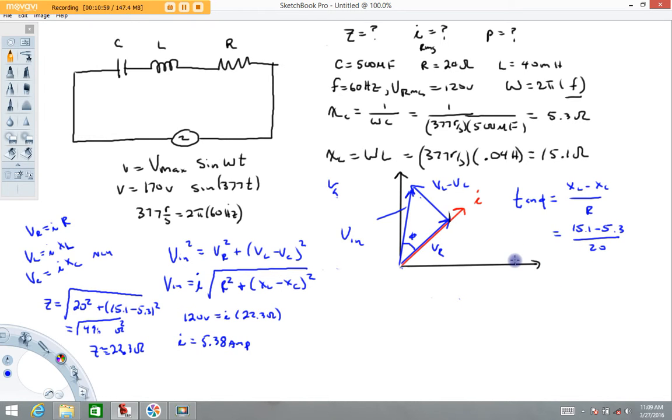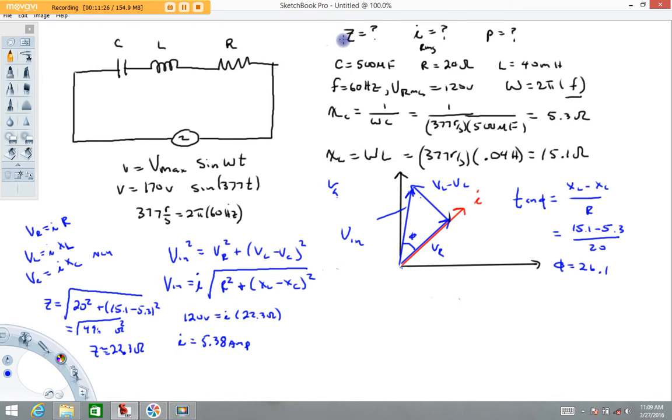And then we want to take the inverse tangent of that. Give me a moment. I get 26 degrees. Actually, I got 26.1 degrees out of this.